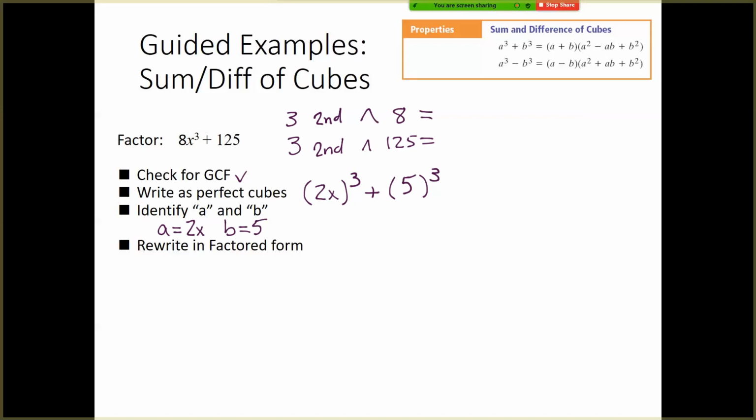And how do you know which one of the formulas to use? If I look at my original problem, the deciding factor is going to be this sign. Since this is a plus sign, I have to use the formula at the top because it has the plus sign right here. So we're going to use A plus B in our first set of parentheses. In our second set, we want A squared minus AB plus B squared.